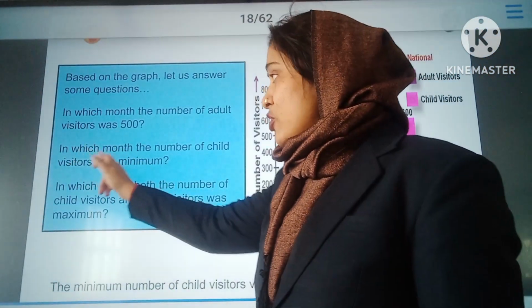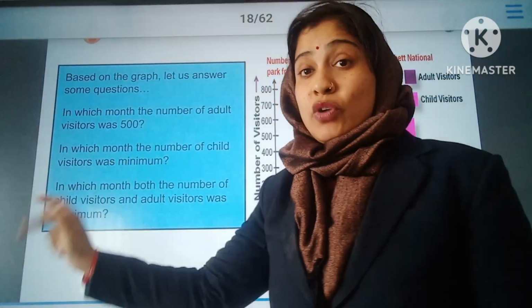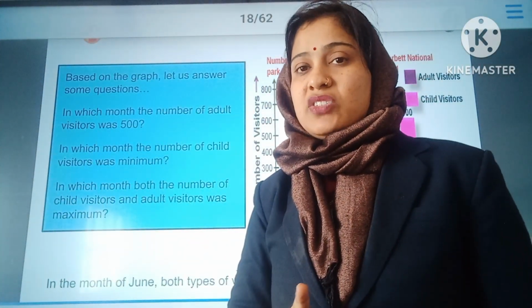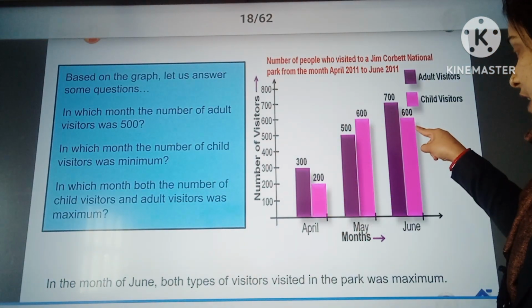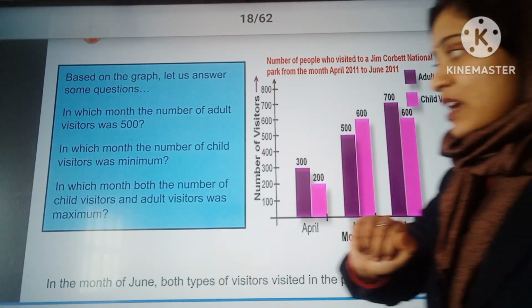The next question is: in which month was the number of child visitors minimum? The child visitors are represented by pink color. Here it is 200, here it is 600, here it is 600. So in the month of April it is minimum.